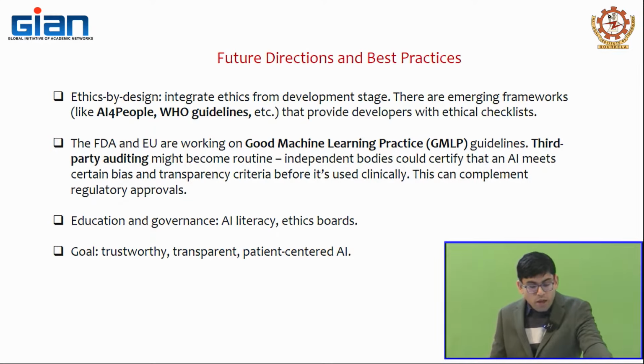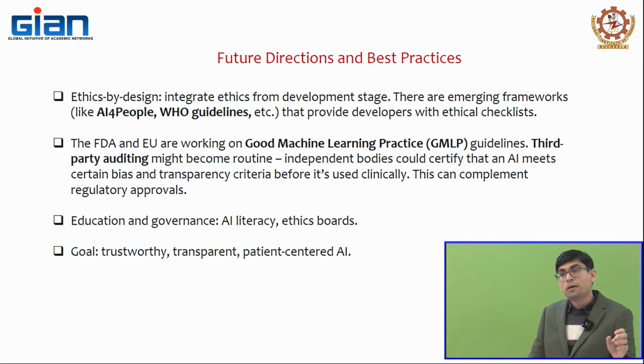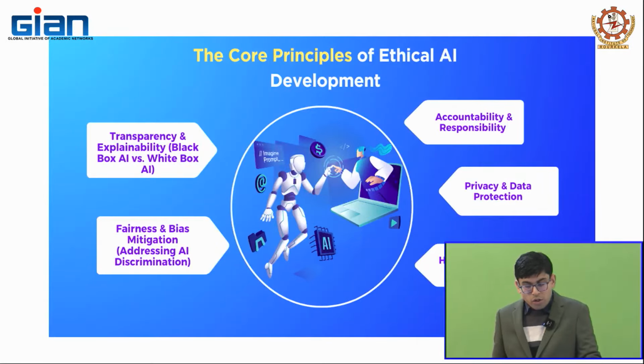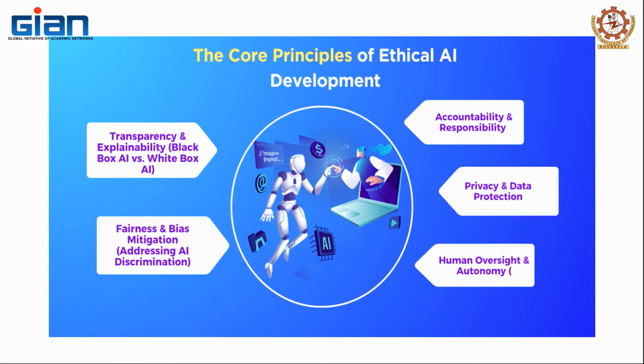So the goal is to build AI systems that are trustworthy, transparent, and patient centered. Okay, so to summarize what we saw in the past few slides, these are the different core principles. We should have transparency and explainability, basically going from a black box approach to a more glass box approach. Fairness and bias mitigation: if there can be discrimination brought about by, let's say, distribution shift across different populations, we need to address that. Accountability and responsibility, very important. Privacy and data protection, probably the most important thing. Sharing of data, make sure that the appropriate guidelines are followed.